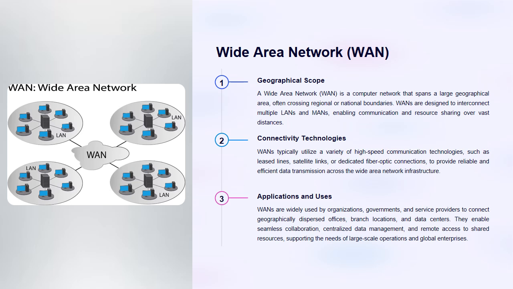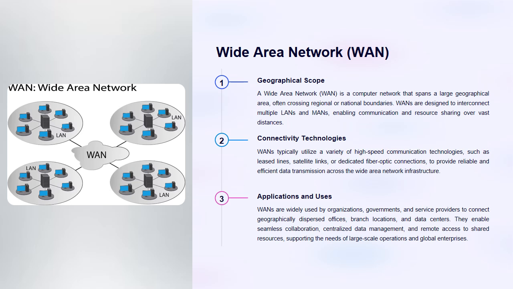Now the last one, this is the wide area network. A wide area network is a computer network that spans a large geographical area, often crossing regional or national boundaries. WANs are designed to interconnect multiple LANs and MANs, enabling communication and resource sharing over vast distances. Let's talk about connectivity and technologies. WANs typically utilize a variety of high-speed communication technologies such as leased lines, satellite links, and dedicated fiber optic connections to provide reliable and efficient data transmission across the wide area network infrastructure.